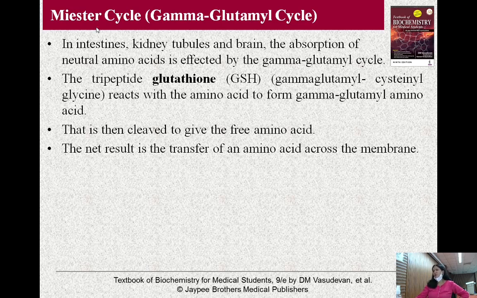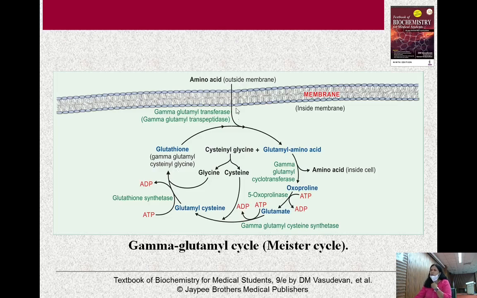There is something known as the Meister cycle. Okay, the Meister cycle is nothing but the gamma glutamyl cycle. So let us see what this gamma glutamyl cycle is. So this is an amino acid which is present in the intestinal lumen. This is the intestinal cell and this is inside the intestinal cell. So let us see how this amino acid which is present in the lumen, which is released after the digestion of the proteins, is absorbed.